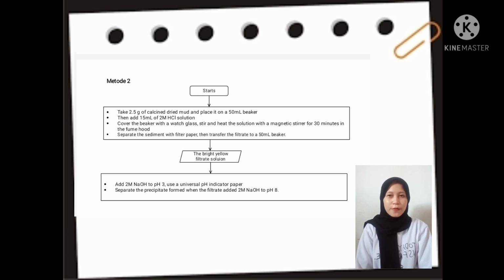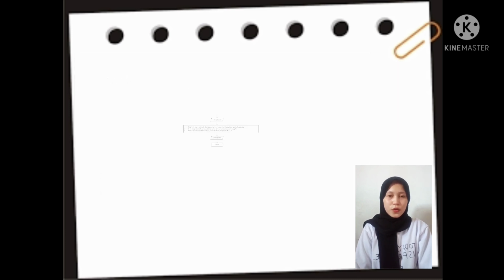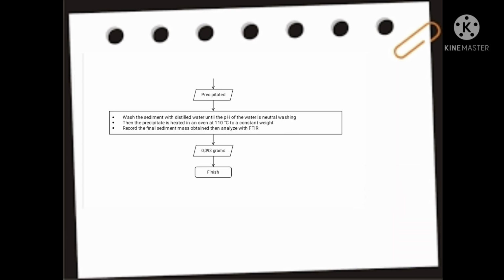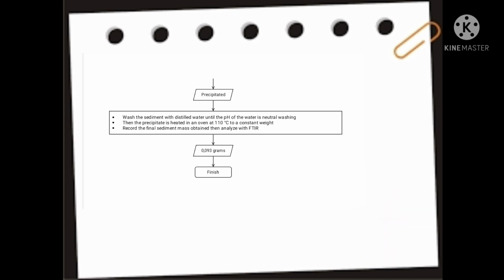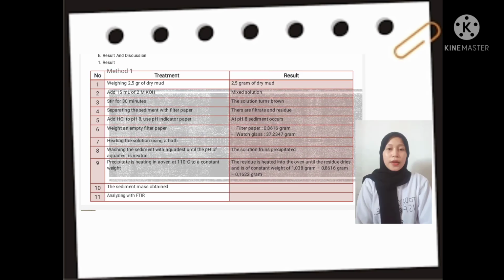Separate the precipitate formed with the filter. Add 2M NaOH to pH 8. Next, wash the sediment with distilled water until the pH of the water is neutral. Then the precipitate is heated in an oven at 110 degrees Celsius to a constant weight. Record the final sediment mass obtained. Then analysis with FTIR, and discussion.